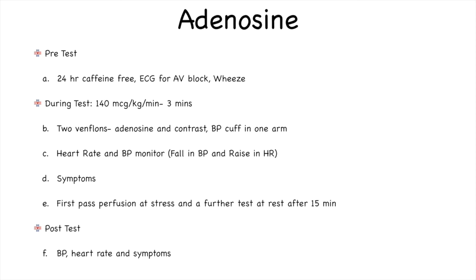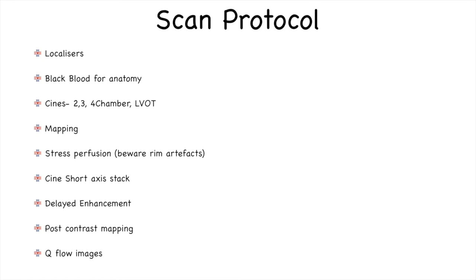The scan protocol consists of localizers followed by black blood images and cine images. T1 and T2 mapping sequences are performed. Stress perfusion imaging is performed, which is followed by cine short axis stack, delayed enhancement imaging, and post-contrast mapping. Q-flow images are also performed, and next set of rest perfusion images is performed to compare with the stress perfusion images. Let's look at one example.